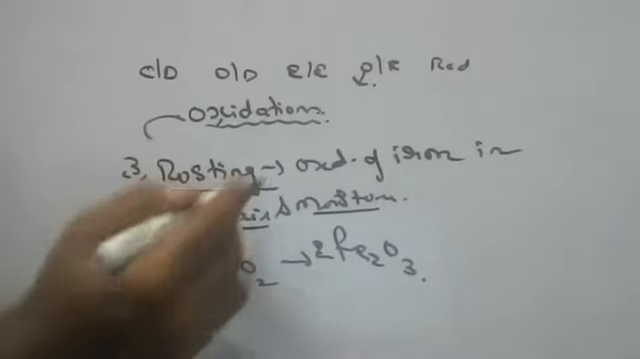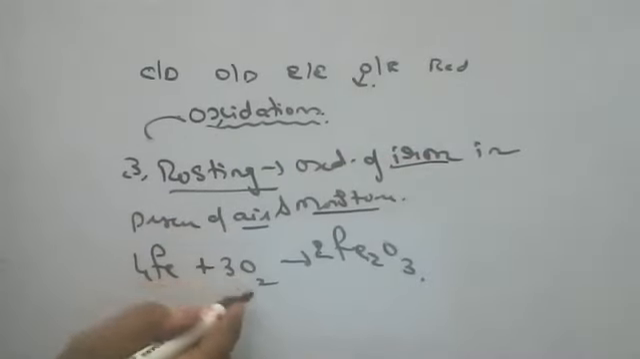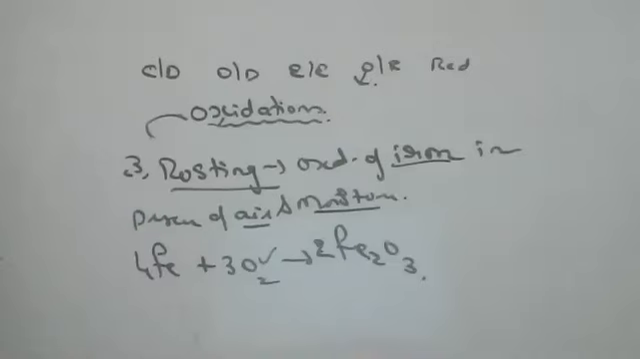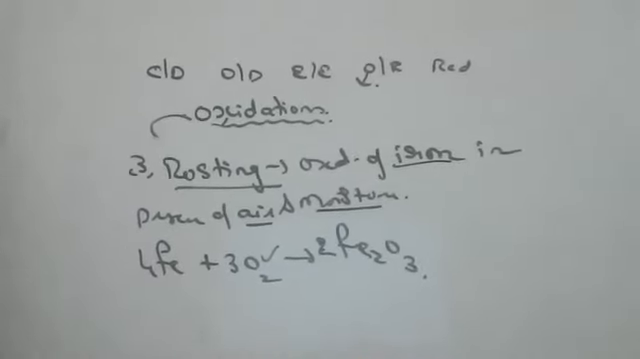Define rusting. What is rusting? Oxidation of iron, only iron, in presence of air and moisture is called rusting. It is oxidation directly, reacting with oxygen. It is reddish brown in color.